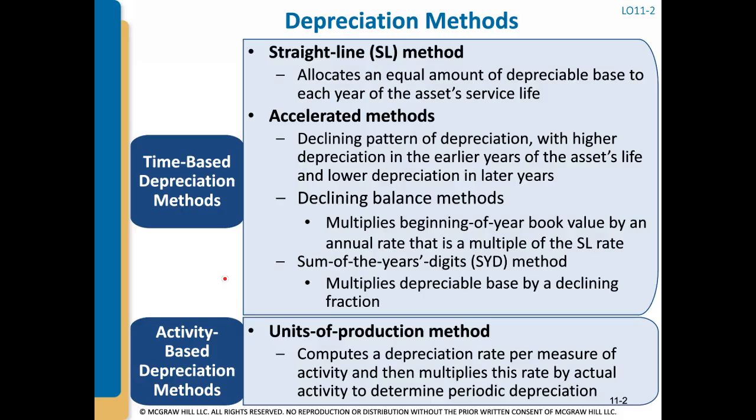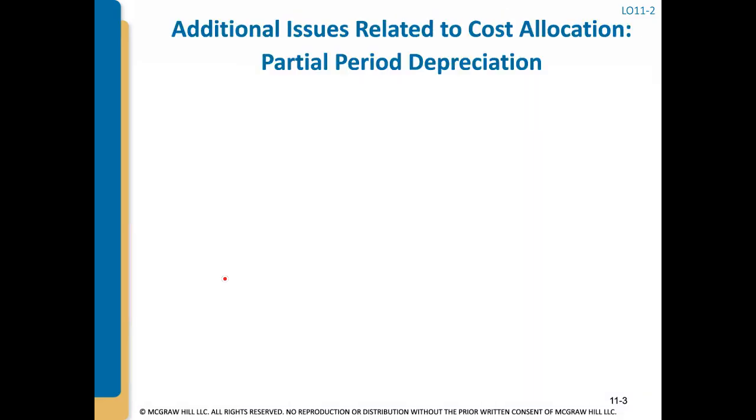There are three primary depreciation methods: the straight line method, the accelerated method, and units of production methods. If you are unfamiliar with any of these methods, please go back to a prior video discussing different depreciation methods.